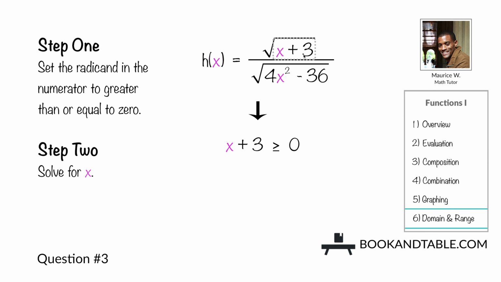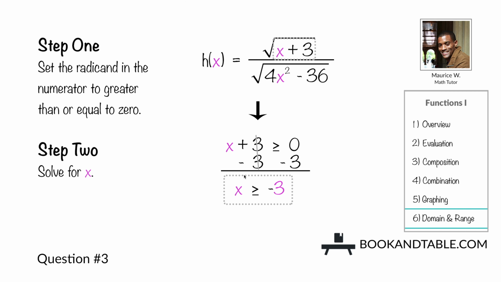So we want to set the radicand in the numerator to greater than or equal to 0. This radical can be equal to 0 in the numerator since you can divide 0 by a number. We just cannot get 0 in the denominator since that would be undefined. So x plus 3 is greater than or equal to 0, and then we solve for x by subtracting 3 from both sides. So x is greater than or equal to 0 minus 3, which is negative 3.